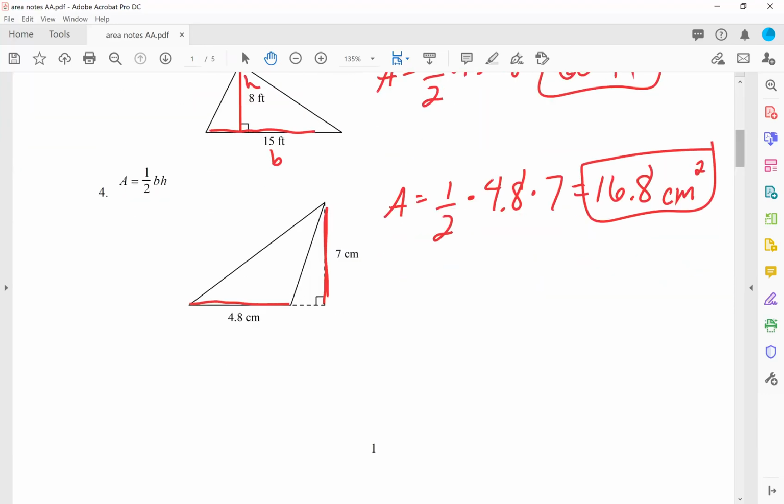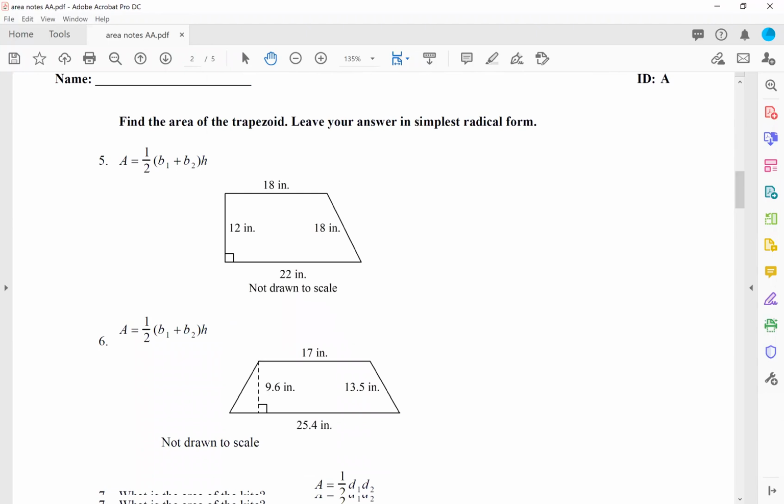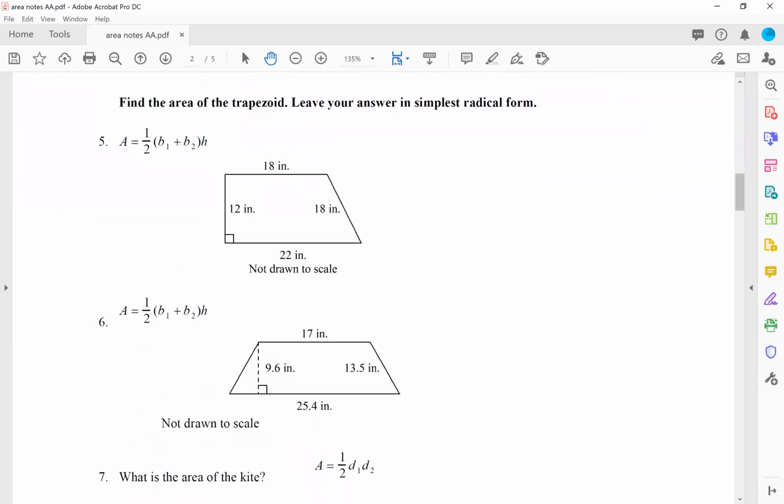Okay, the next shape that we will be finding the area of is a trapezoid. The formula for a trapezoid is 1/2, and then you have to do base 1 plus base 2. You have to do that together in parentheses, and then times the height. So what you're going to want to do is do base 1 plus base 2, get that answer, then do times the height, and then divide by 2. That's how I generally recommend people type it in the calculator.